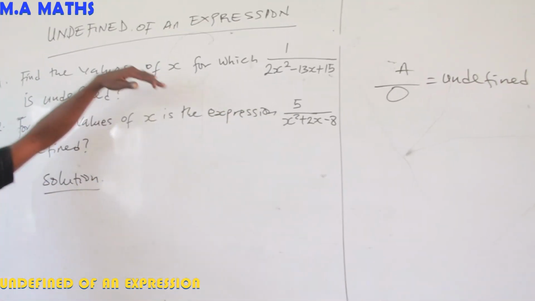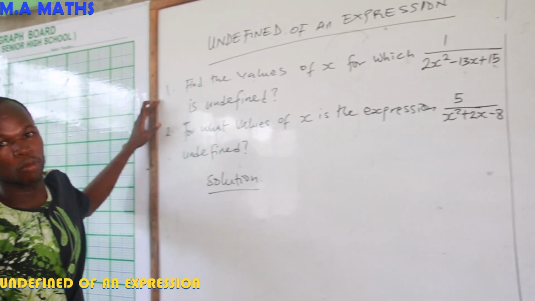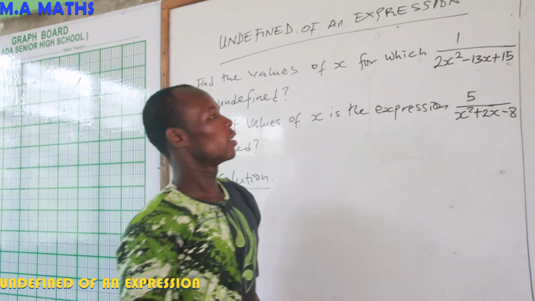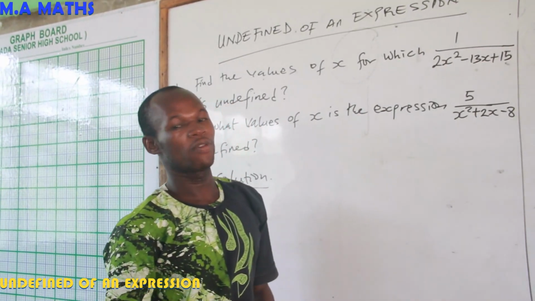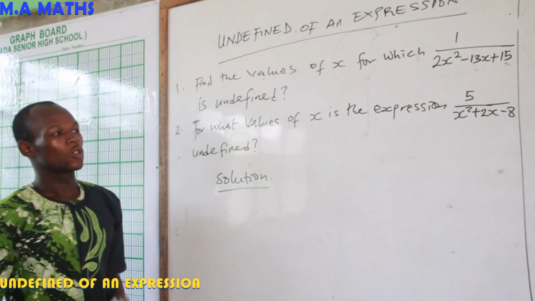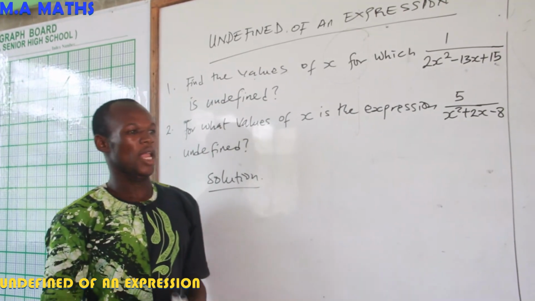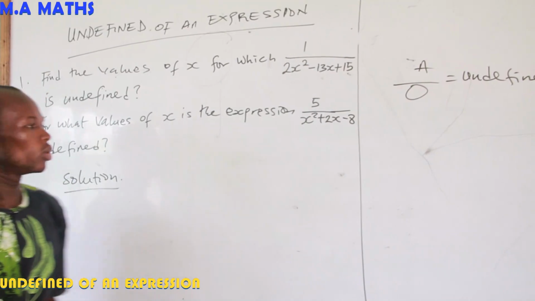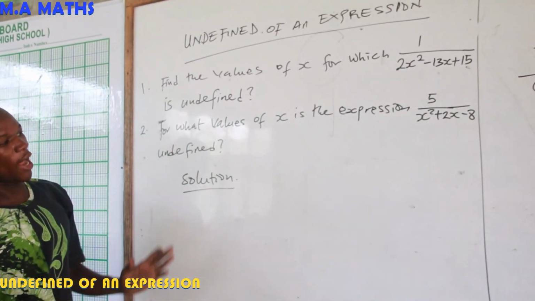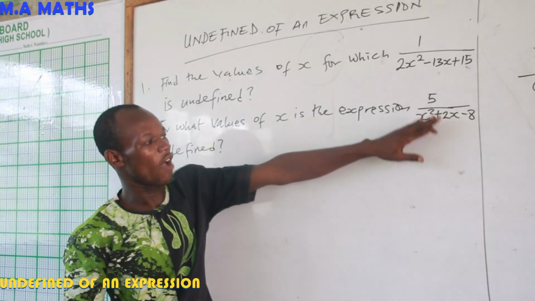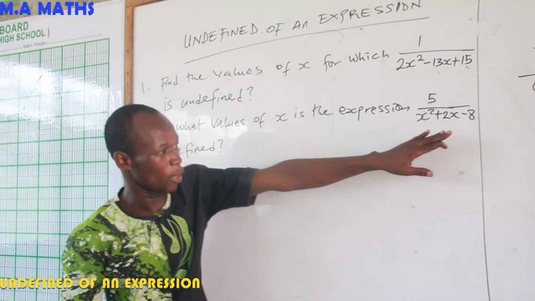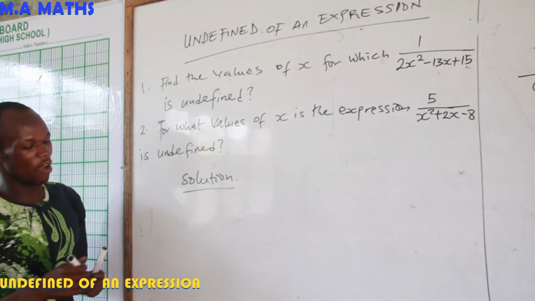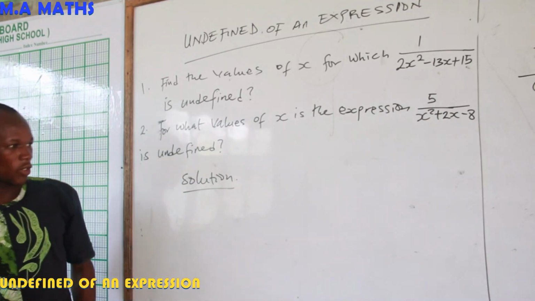So in this context, I have two simple questions on the board for us to solve. Find the values of x for which 1 over 2x squared minus 13x plus 15 is undefined. This expression is said to be undefined if the denominator is equal to 0, so we equate the denominator to 0. The second one says, for what values of x is the expression 5 over x squared plus 2x minus 8 undefined?